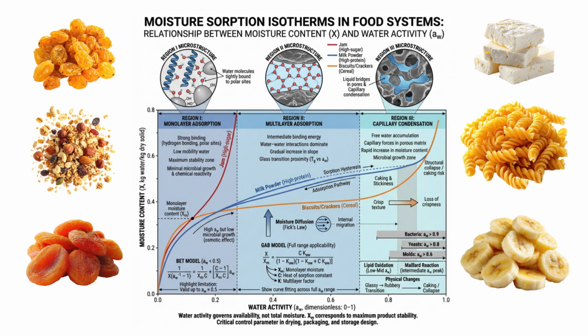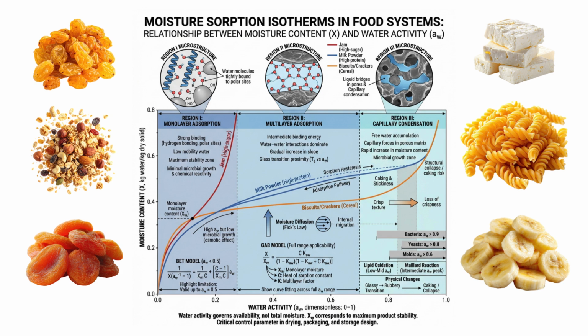Moving to region 2, we enter the multi-layer adsorption zone. Here, additional layers of water start forming over the initial monolayer. The binding energy of water decreases compared to region 1. Instead of interacting directly with the food surface, water molecules now interact more with each other. As a result, mobility increases and the system becomes more dynamic.